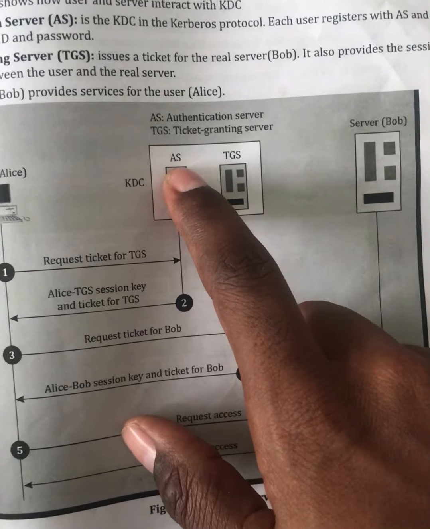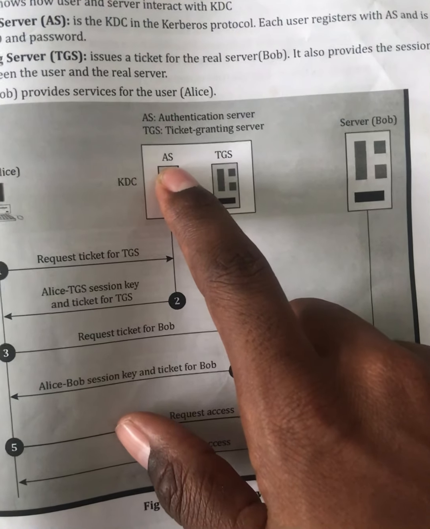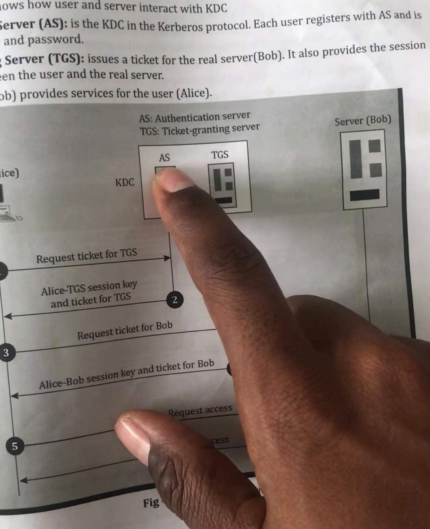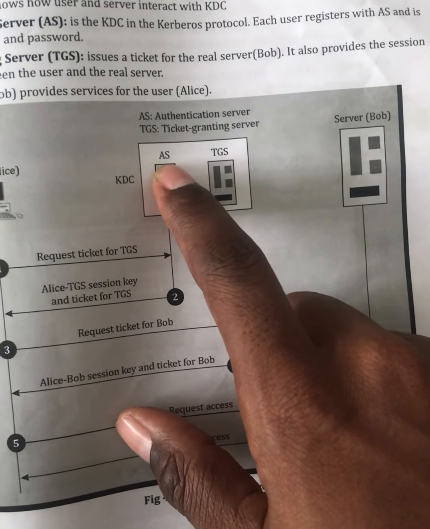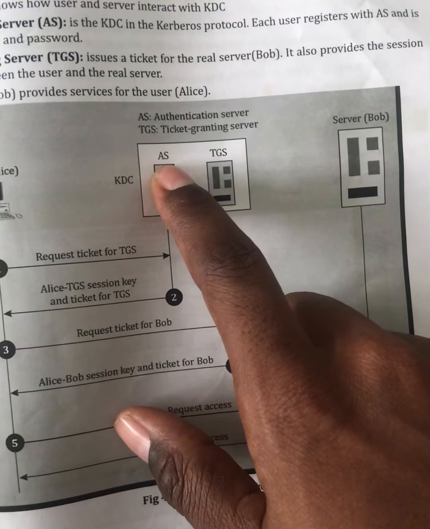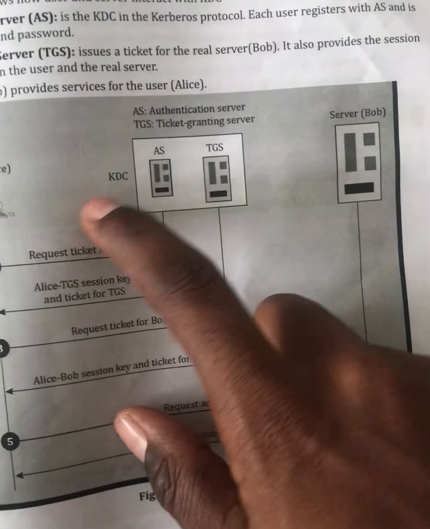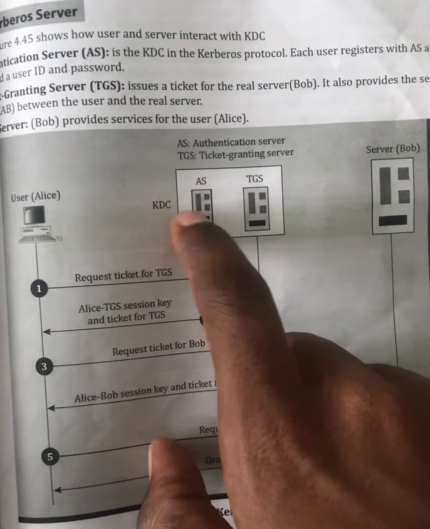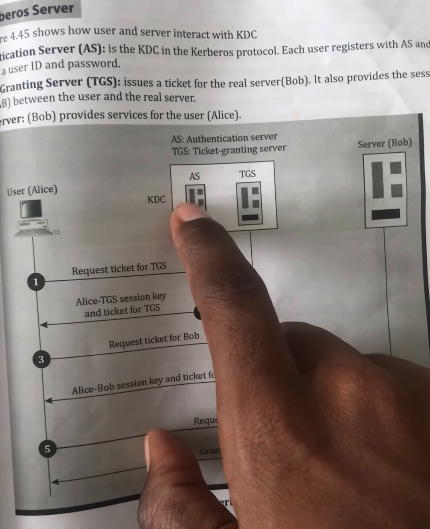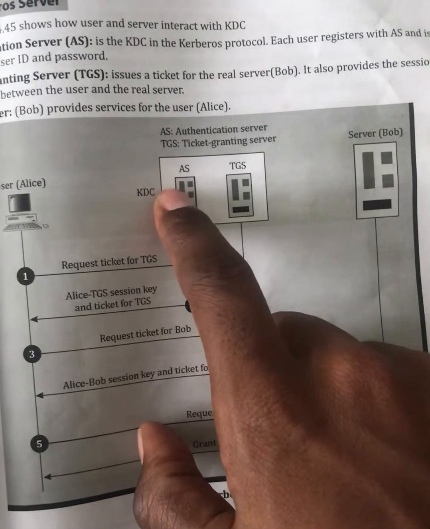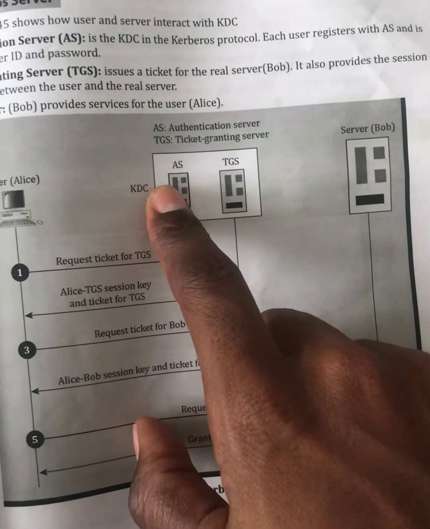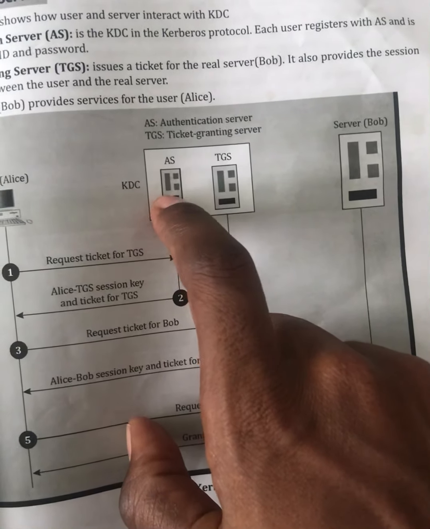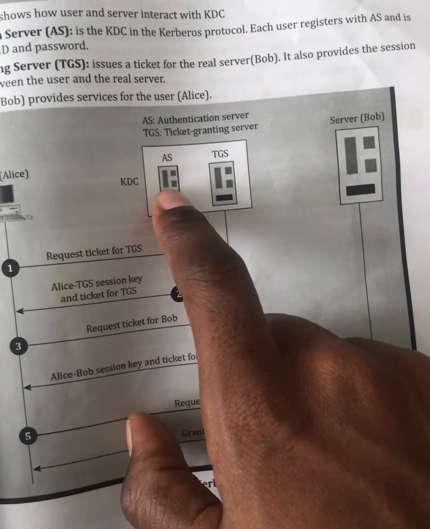This AS knows the passwords of all the users and stores these passwords in a centralized database. Means all the users, not only Alice, any user, he must register himself or herself into AS, and the password is stored in the database, right? And then this one also provides a unique key with each server, all right?